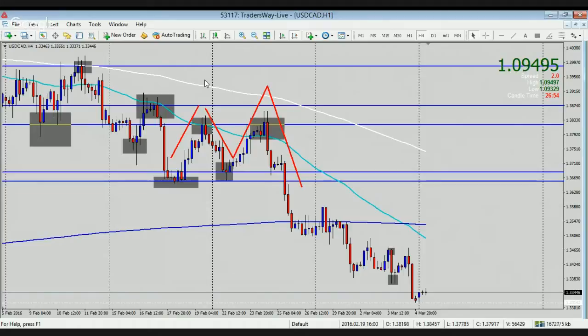All right. Checklist number 3 is price does not break the first leg. The second leg does not break the first leg. That's checklist number 3.